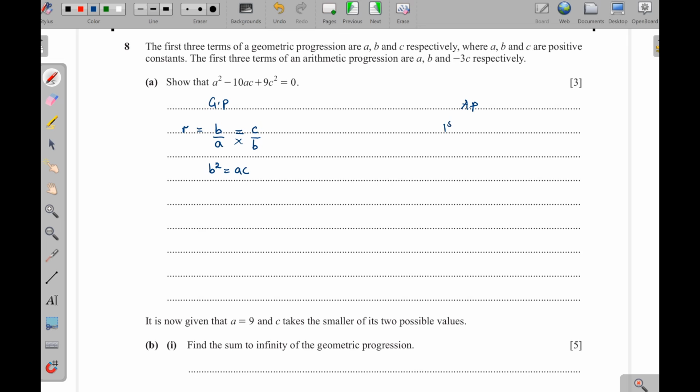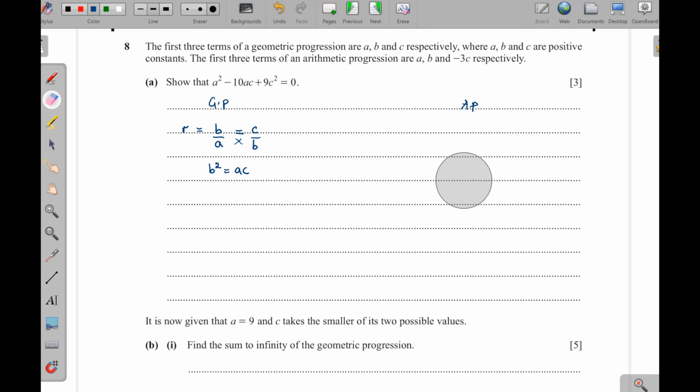Now for the AP, we have the first term as A. Then the second term is A plus D, not so? Then the third term is A plus 2D. That means I'm always adding a D to the previous term, not so? So the common difference here is going to be the third term minus the second term, or the second term minus the first term, not so?